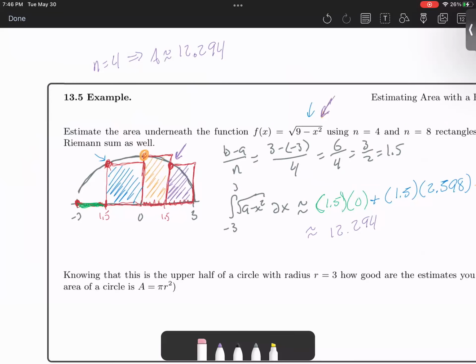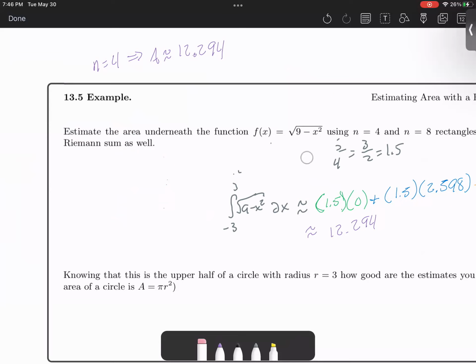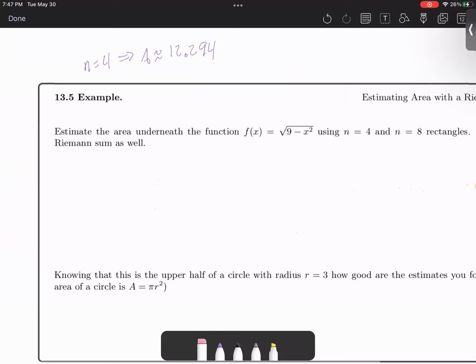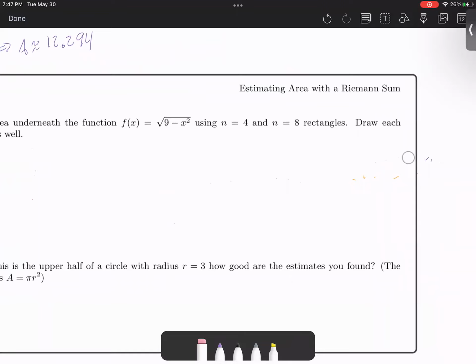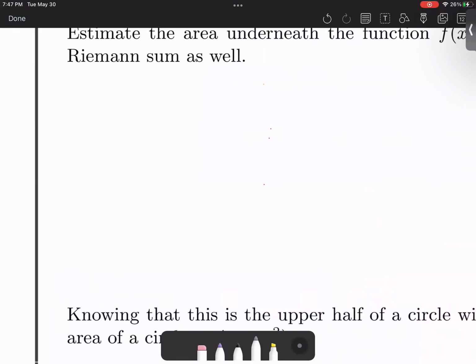Let's see what happens when we use 8 rectangles. So I'm just going to start from scratch, and we'll do the exact same thing, just now with more rectangles. So we're increasing the resolution on our picture. We should get a better approximation. All right, let's go back to that picture. It's the same function, so minus 3 to 3.